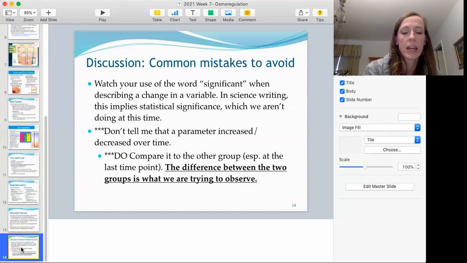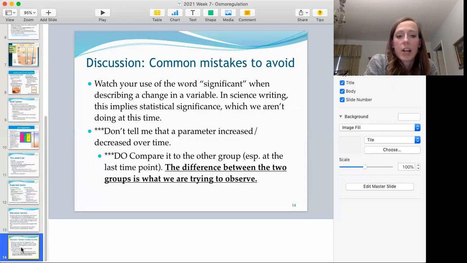And then lastly, I have a few common mistakes I want to stress. Often, students will use the word significant. They'll say there was a significant difference seen in the volume or whatever. The word significant in science writing implies statistical significance, meaning that you did a statistical test and strongly supported your conclusions based on statistical analysis. We are not doing statistical analysis, so you should not use the word significant. It means something else in science writing.